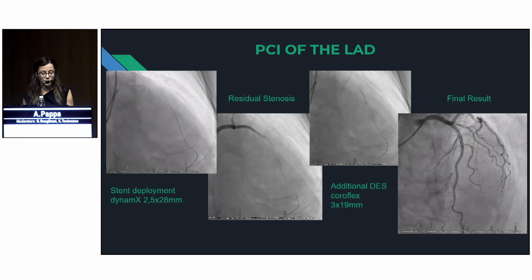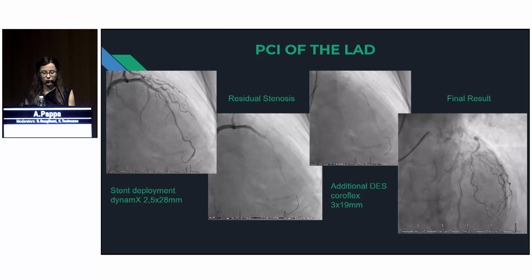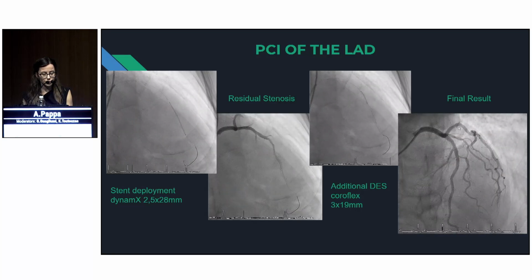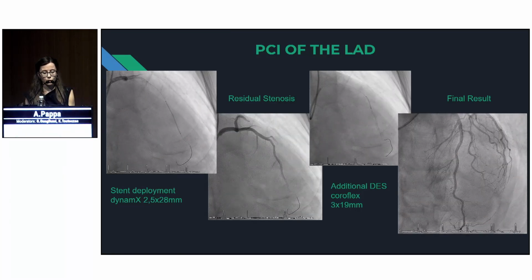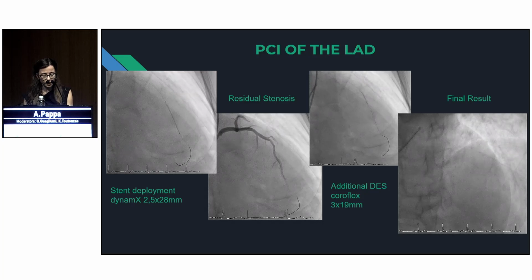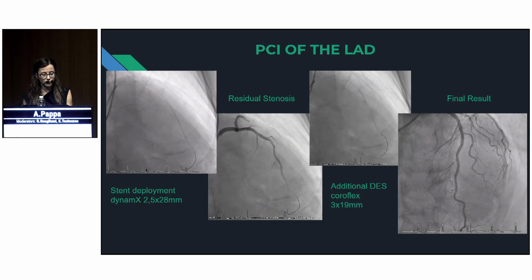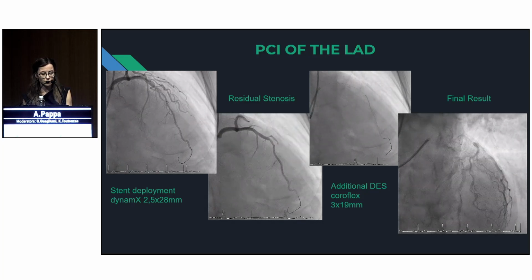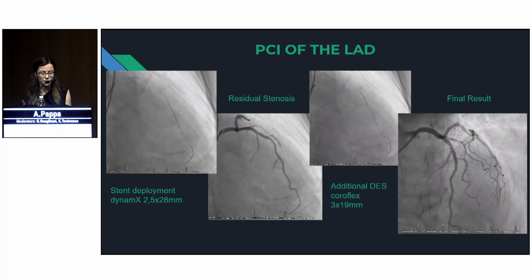So I'm coming back to the coronary angiography and the PCI of the left anterior descending. We prepared the lesion with a compliant balloon and proceeded with stent deployment of a Dynamics of a diameter of 2.5 millimeters and 28 millimeters of length.